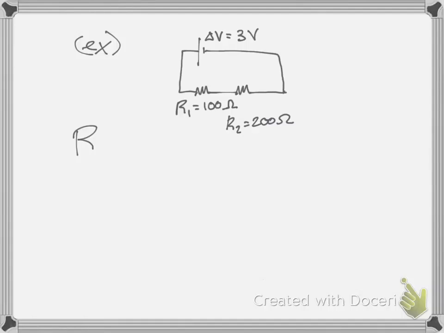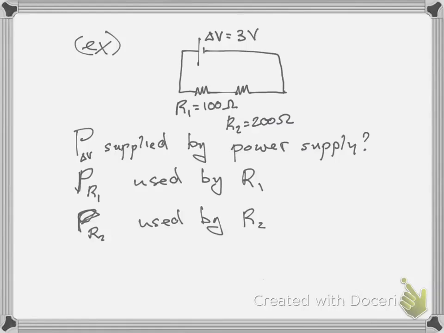So I want to know the power, which I'll call P sub delta V, supplied by the power supply, P sub R1, power used by resistor 1, P sub R2, power used by R2. Various ways that we could do this. Let me do this the very easiest way if you really are knowledgeable about simple circuits, and then let me do it the way that you would do it out really, in detail.